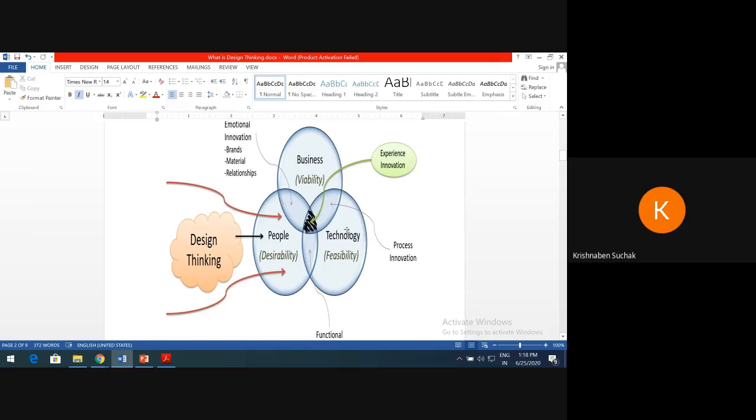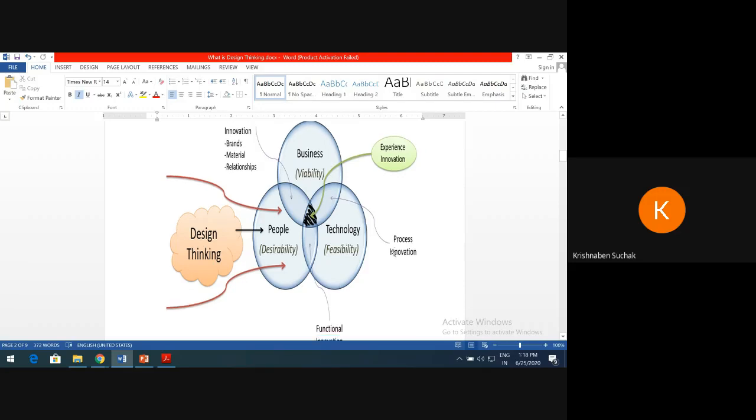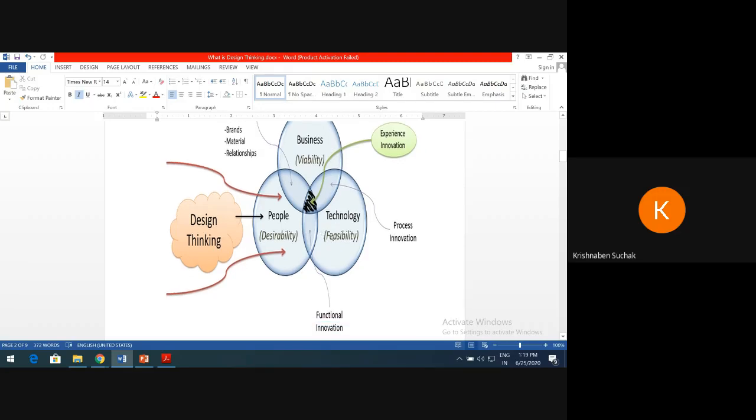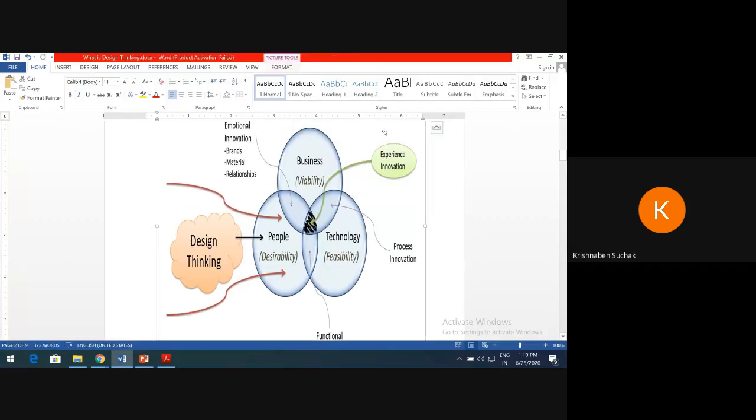Business and technology, how it is related, it is process innovation. When you add some technology to your business, that is process innovation. And how people is related to technology, that is functional innovation. People will use technology in day-to-day life and they will complete all their functions. So all these three things, people, business, and technology, and the examples you all came up with, go with experience innovation. This is experience innovation.